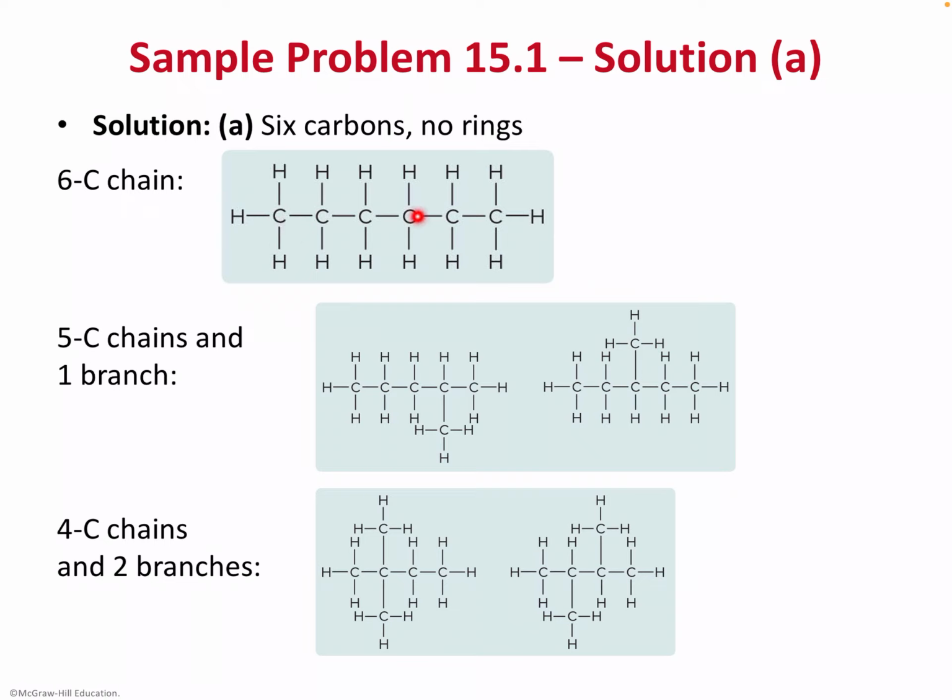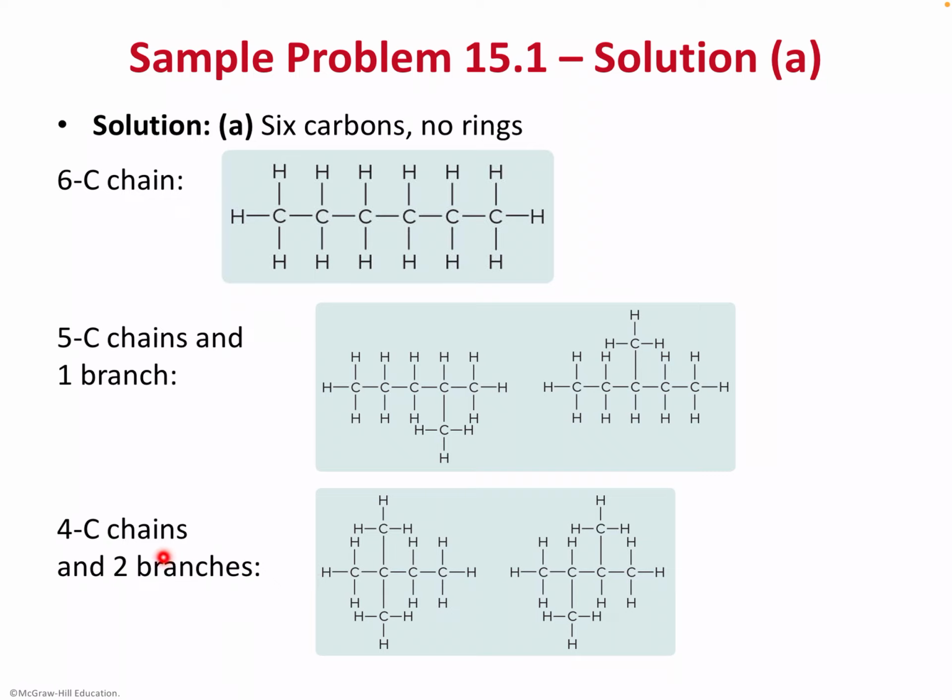1, 2, 3, 4, 5, 6. I drew the shortened form in the previous one, but this is how it looks when you draw it with the carbons and the hydrogens. 6 carbons. And then you can have a 5 carbon chain and one branch. 1, 2, 3, 4, 5 carbons, and then you put a branch on the carbon next to the last carbon. Or you can put another carbon group on the central one. Now the main carbon chain has 5 carbons and then a branch. So these are two different ones because of the location of the branch.